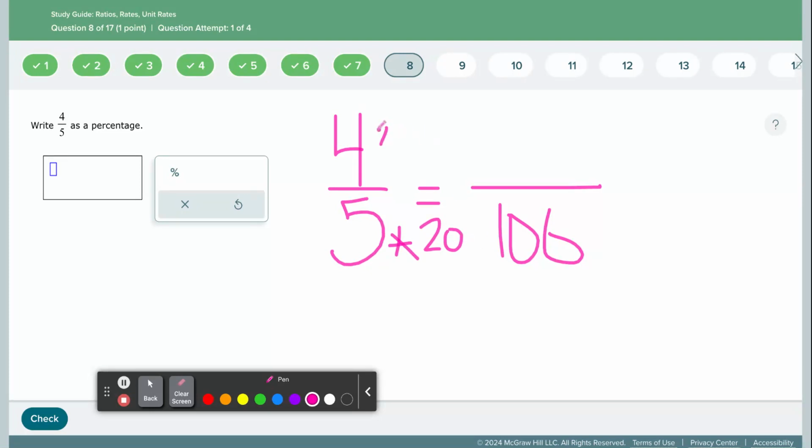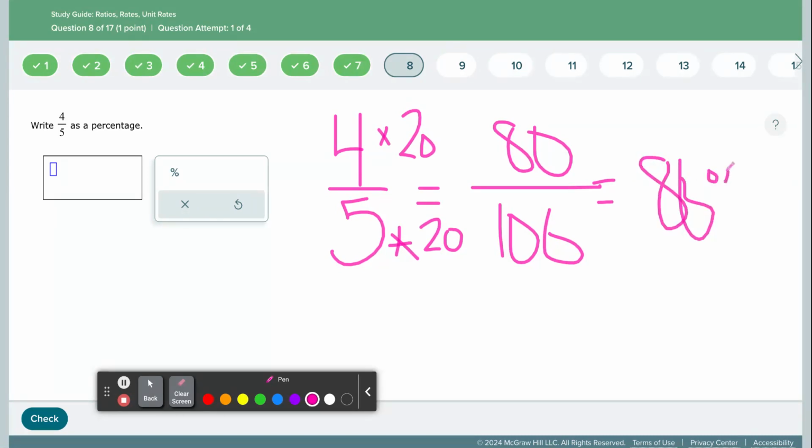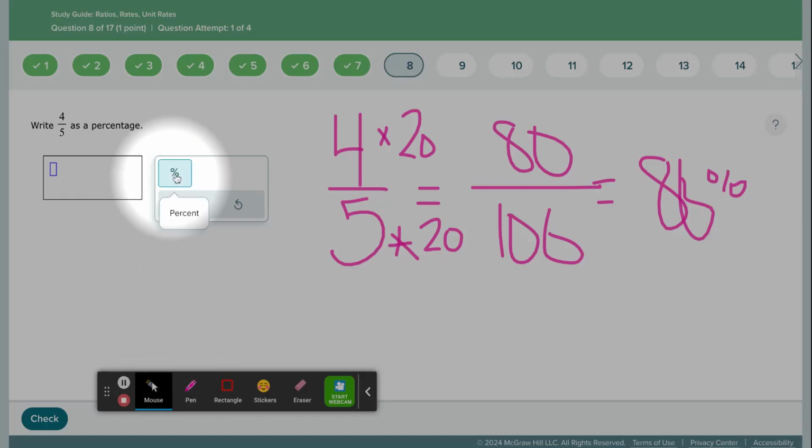So whatever you do to the bottom, you have to do to the top. And that gets you 80. Okay. Any number over 100 is the actual percentage. Oops, derpy. Okay. So that means my answer is 80%. And lovely, they do just give you this little percent sign.